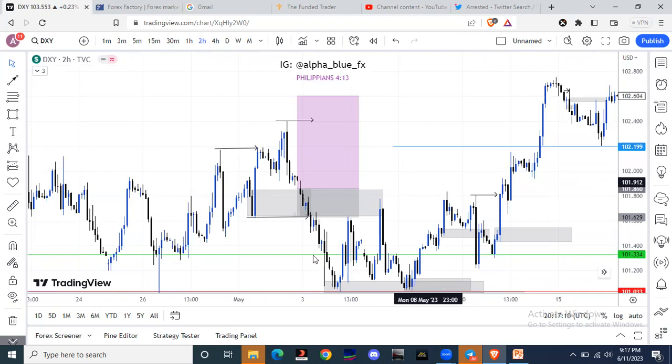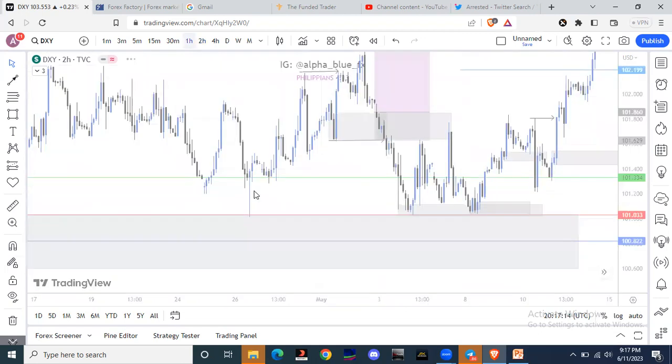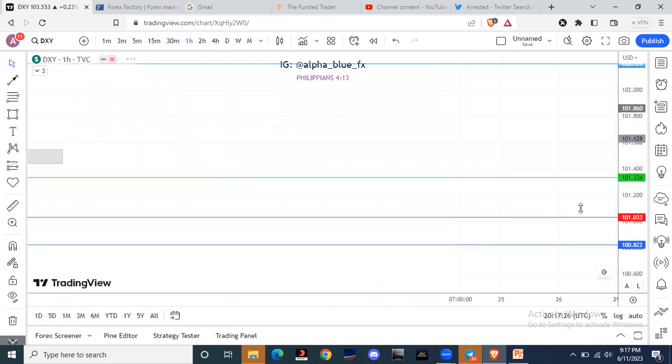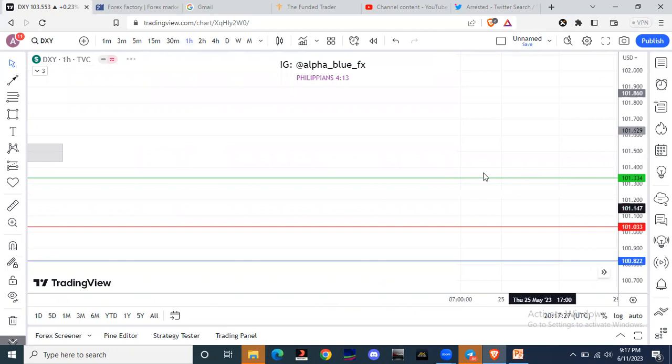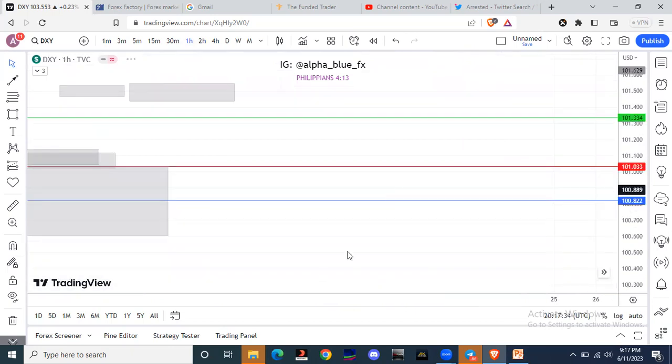Because when you look at the chart, you will find a lot of order blocks everywhere on different time frames. If you go to the 1 hour, you see a lot of order blocks on the 1 hour. You see a lot of order blocks, even on 30 minutes, 5 minutes. But you need to have more than just an order block as the reason for going into a trade.